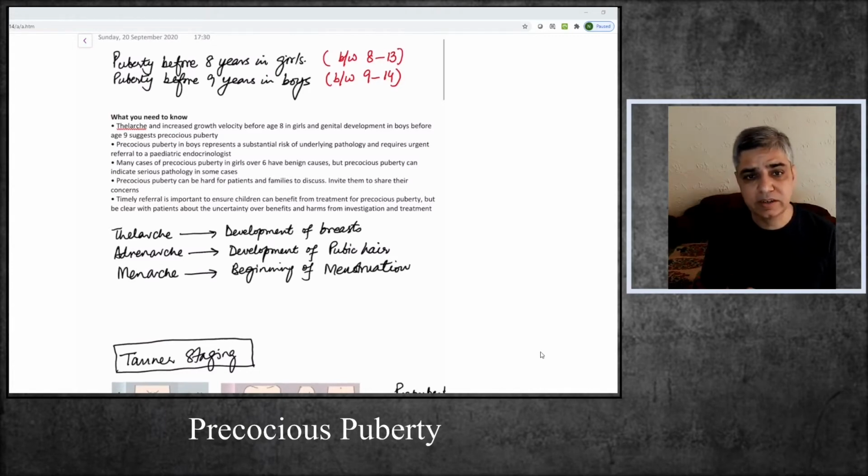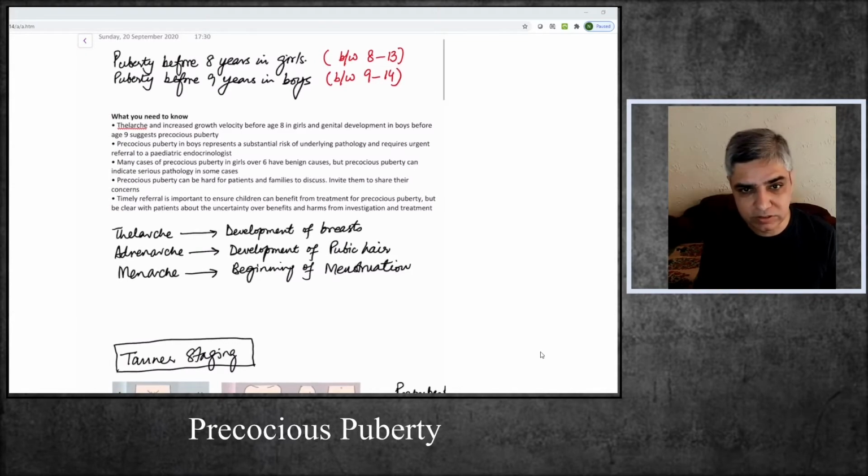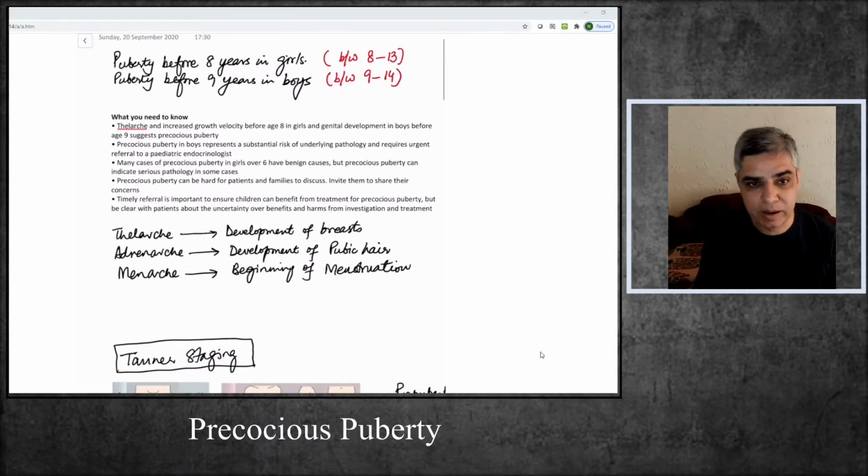The other thing is that it can be very hard to discuss it with the patients. Obviously, people are shy to discuss these topics. So it's very important that as a pediatrician, you invite them so that they can share their concerns with you, and you can work up a proper plan for them.